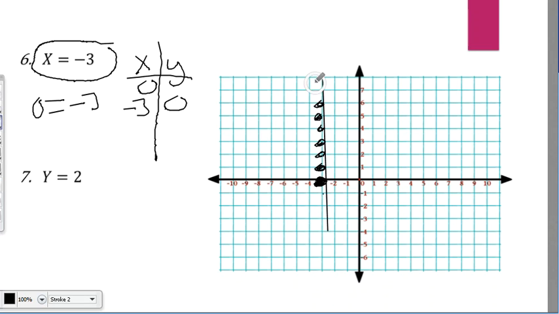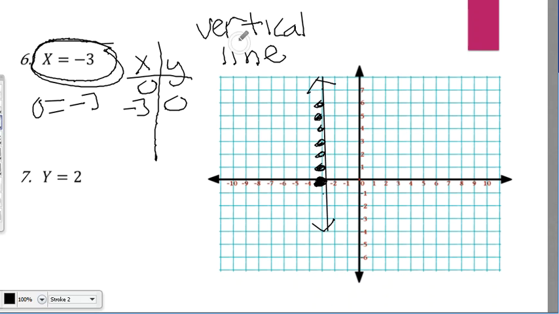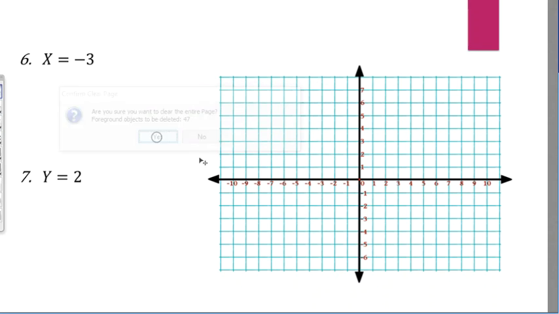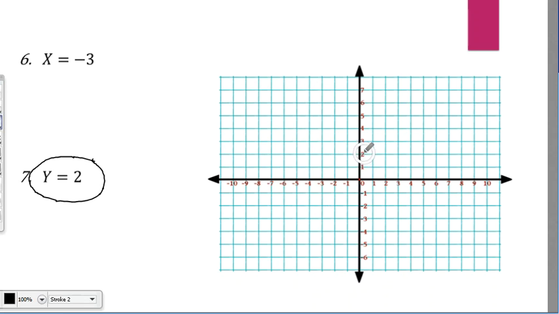So you have to remember that whenever you have an equation that just has an x, it's only going to cross through the x-axis, and that will be a vertical line. A vertical line is always going to have an x equals equation. And then a horizontal line is always going to have a y equals equation. So when we do y equals 2, that line crosses through the y-axis at 2. And this line right here, that is where the y coordinate is always 2.